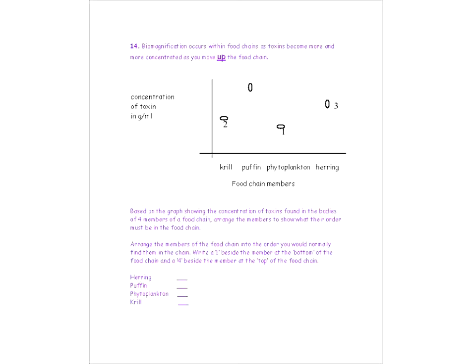So what we need to do now is, again, write out what the numbers are. So we can see that herring was number 3. So the first number we're going to write is 3. Puffin was number 4. Phytoplankton is 1. And krill is 2. So we're going to write those out, and that's going to be our 4-digit number.